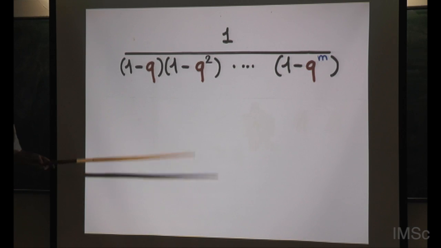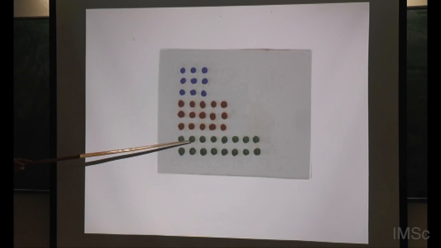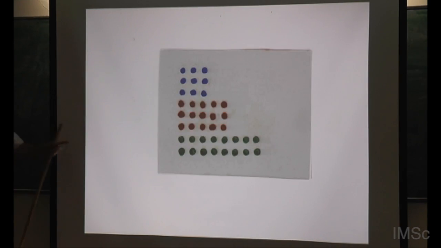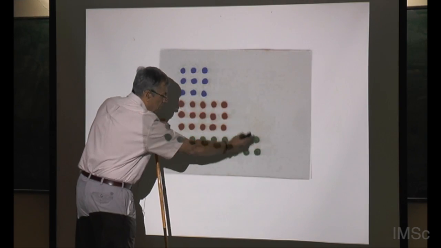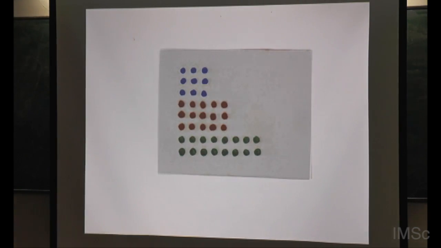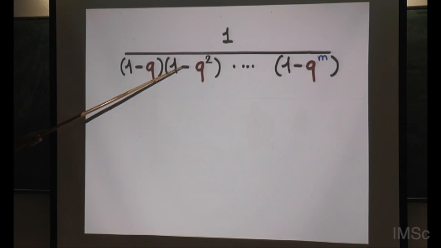So what you get, this is a generating function of Ferrers diagrams, the Ferrers diagrams such that the number of columns is bounded by m. So it's partitions such that the parts of the partition are bounded by m. I get this finite product.